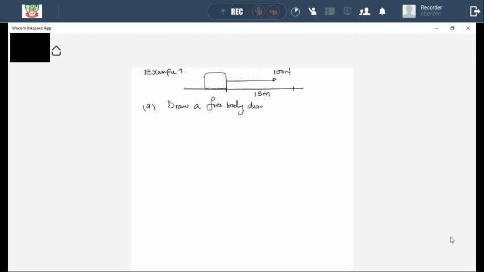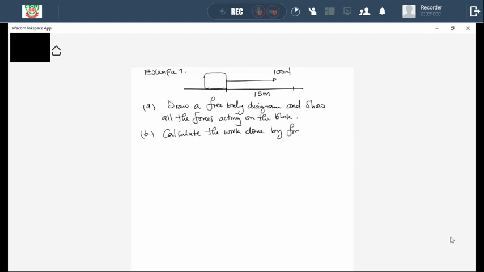A free body diagram and show all the forces acting on the block, right? That is our item A. And item B, it says calculate. We get into calculation now. Calculate the work done by force applied or applied force, right? So these are the two questions that we are going to answer as our example one.